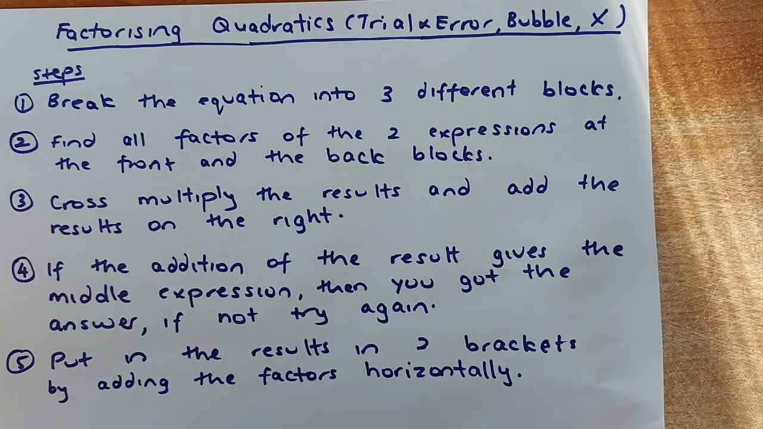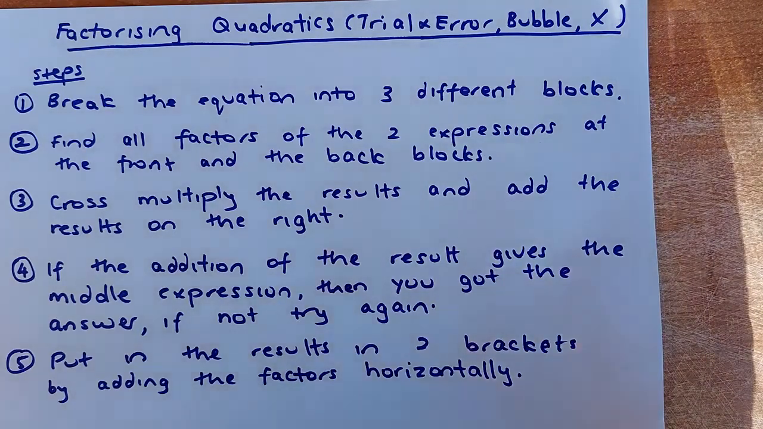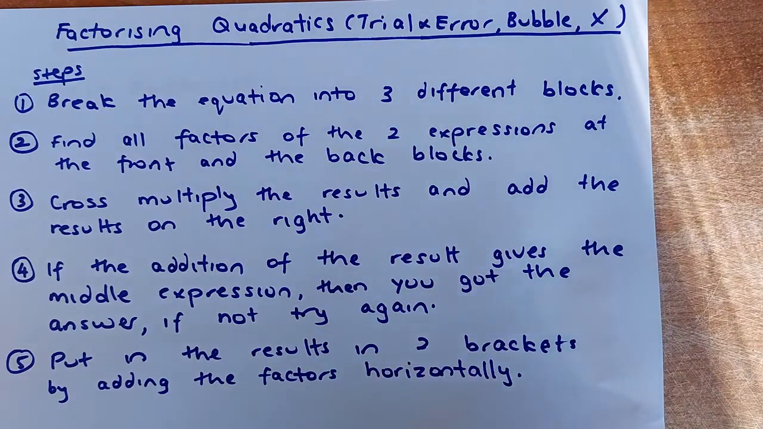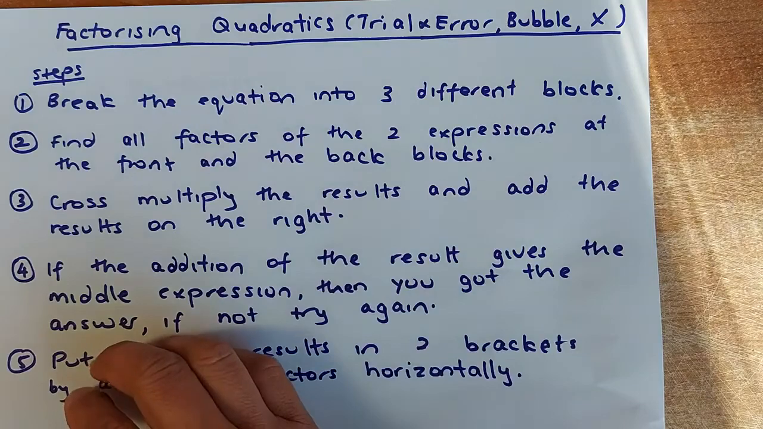Break the equation into 3 different blocks. You are going to find all the factors of the first and the last block. You are then going to cross multiply the results and add the results on the right. If the addition gives the answer in the middle expression, then you got the answer, stop. If not, try again, and that's why it is called the trial and error method. Then the last thing, you're going to put the 2 brackets, and then you have factorized the expression.